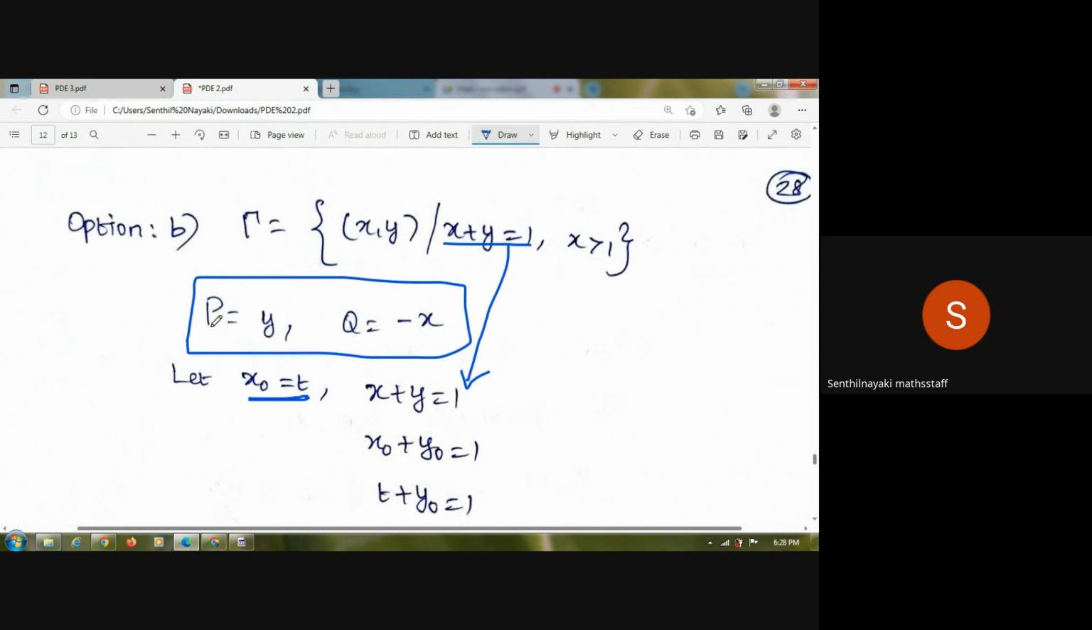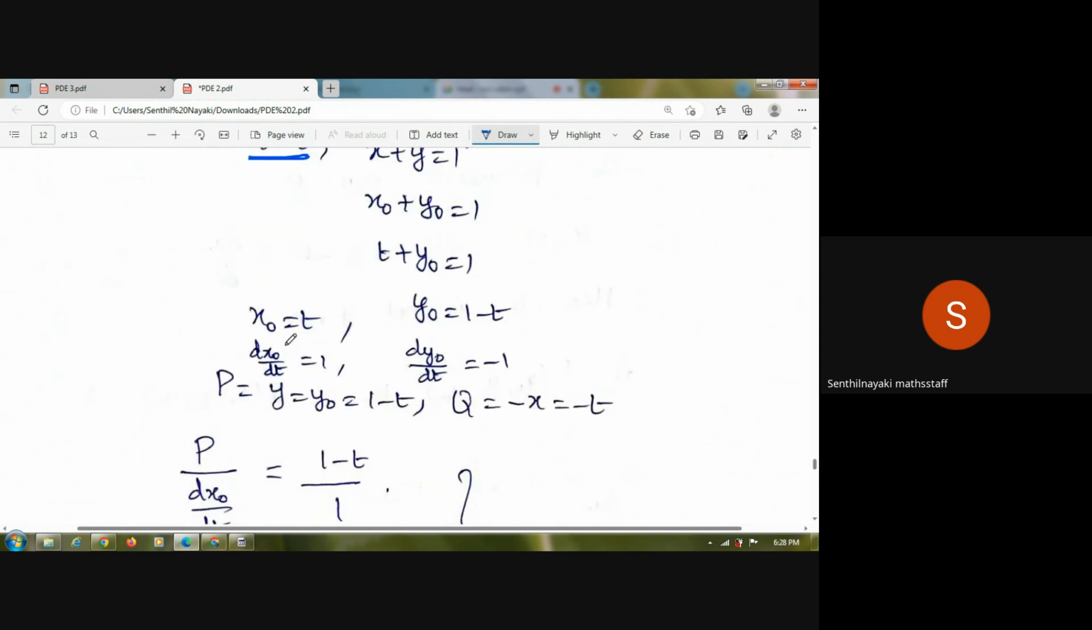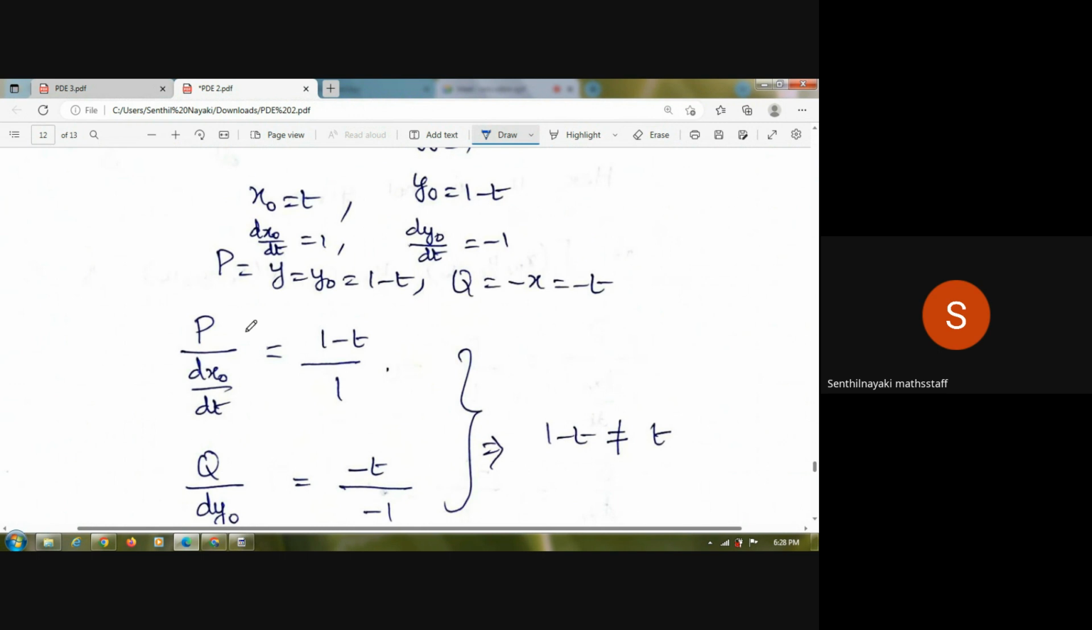So find the value of p and q in terms of t. This is p of x comma y comma u, and this is q of x comma y comma u. So first we have to write them in terms of x naught comma y naught comma u naught. Therefore p equal to y naught, and the y naught value is 1 minus t. Similarly, q equal to minus x, that means minus x naught, and the x naught value is t, therefore we get minus t.